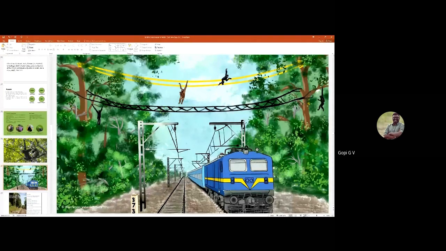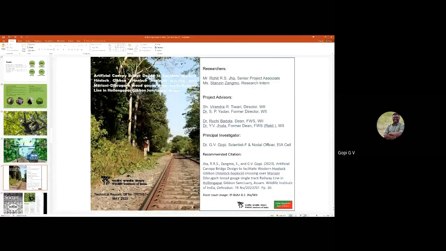We have submitted our report and the design features, and now the state government has to take it up further as an initiative. We submitted this report considering the importance of artificial canopy bridges in connecting the populations.